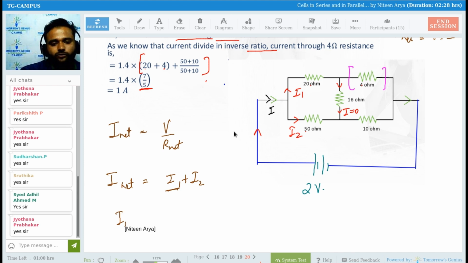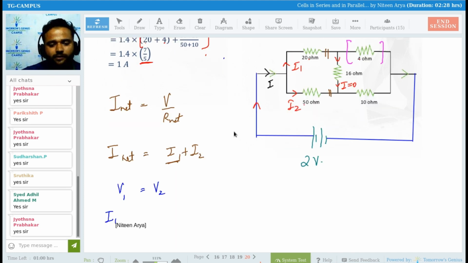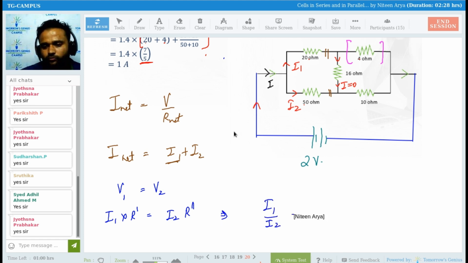So to find I1, you need to find V1, because here and here the voltage is going to remain the same, because both are in parallel, right? So V1 equals V2, where V1 is I1 into R single prime and V2 equals I2 into R double prime. If we get the ratio I1 by I2 using R double prime and R single prime, we get the relation of I1 and I2.